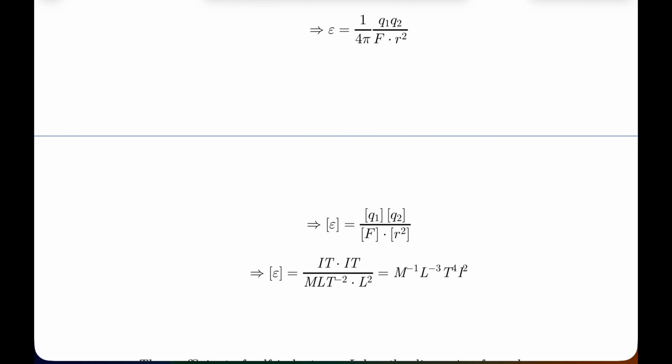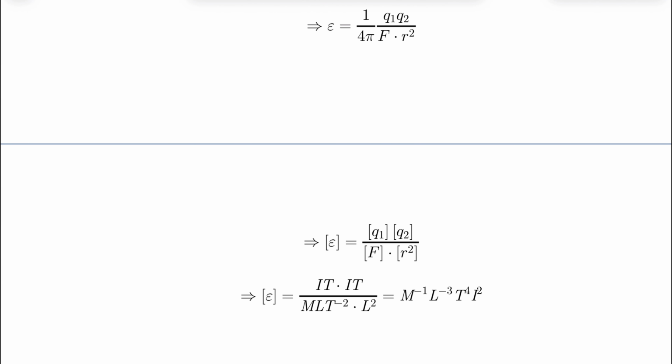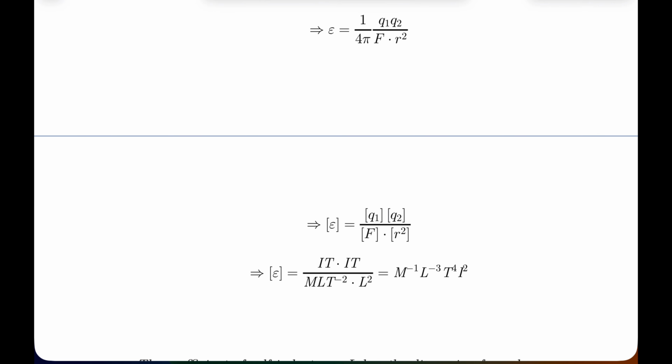Clear? So epsilon is here, Q1 is the charge, Q2 is charge. The charge has dimensional formula I into T. So we have for Q1, IT is here, for Q2, IT is here. Okay? This is the force. The dimensional formula for force is M L T to the power minus 2. For r square, this is L square. So when simplified, this gives you the dimensional formula for epsilon as M to the power minus 1, L to the power minus 3, T to the power 4, I square.